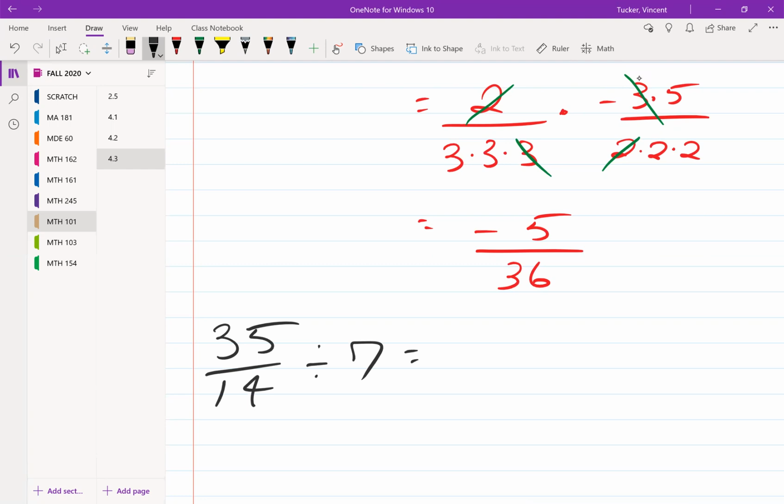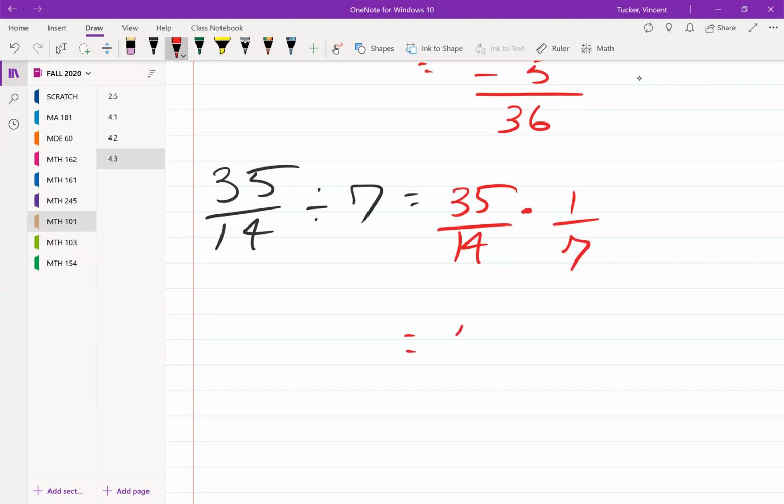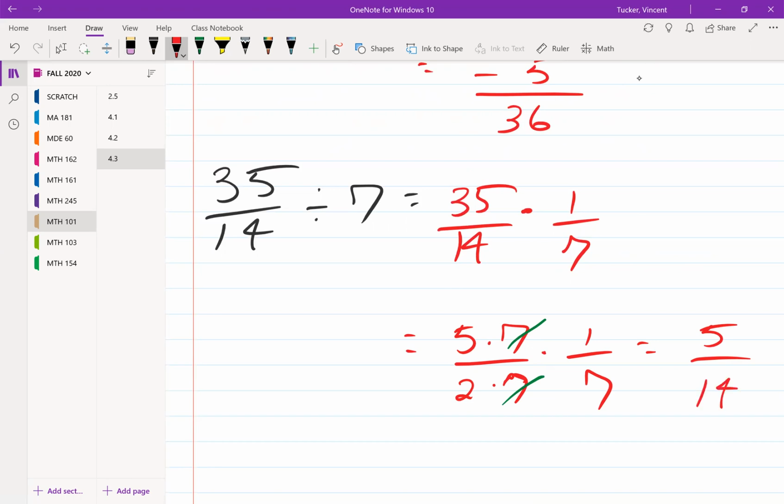Thirty-five over 14 divided by 7, so that's 35 over 14 times 1 over 7. I'm going to stay red for my answer work. 35 is 5 times 7. 14 is 2 times 7. And that 1 over 7, it's just 1 over 7. So that 7 in the top can cancel out with any of the 7s down bottom. Doesn't matter which one. So you have 5 on top. That's 5 times 1 on bottom. 2 times 7 is 14.